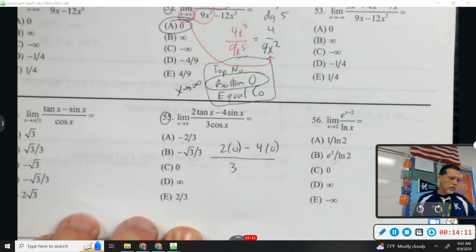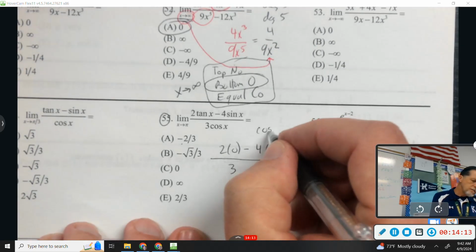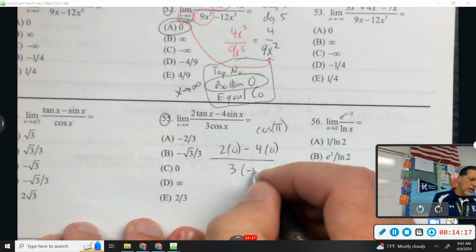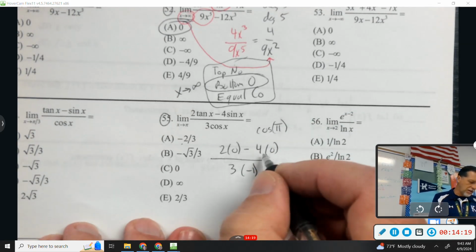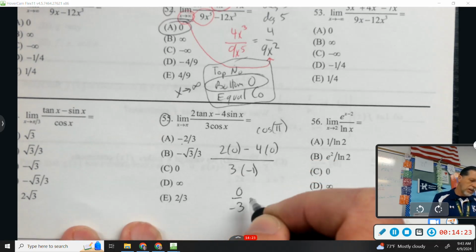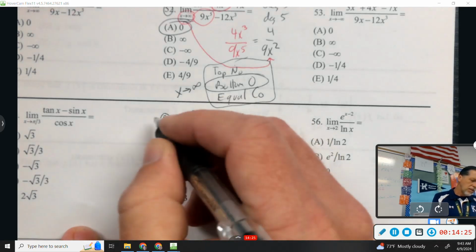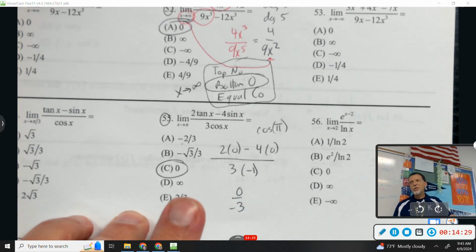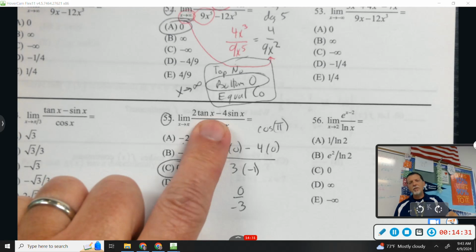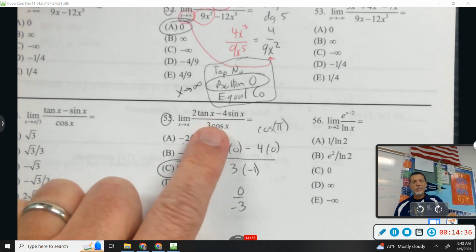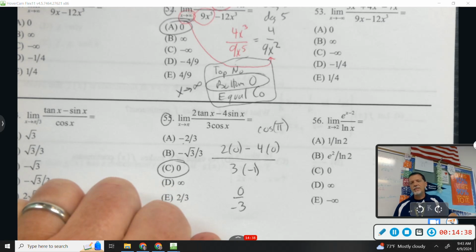Sine of pi is 0. Cosine of pi is negative 1, although it kind of turned out it didn't really matter. 0 minus 0 over negative 3, that's just 0. So that's why we substitute first. I was worried I was going to have to do some kind of factoring or trig or conjugate, I don't know, but it turned out none of that was necessary.